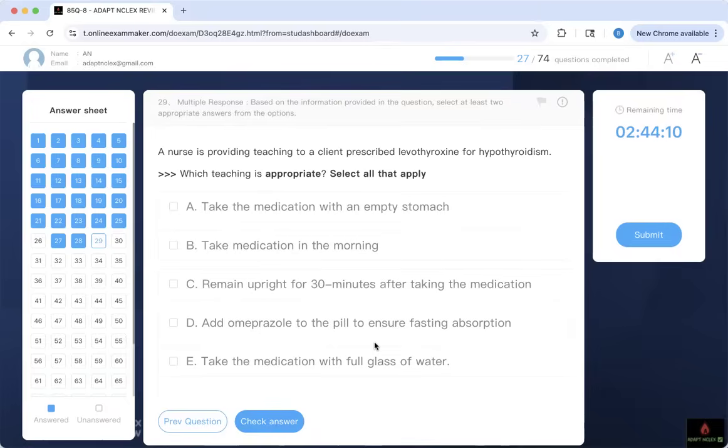Which teaching is appropriate, select or apply. Don't over-select. Pick those that you're 100% confident. Take the medication with an empty stomach. Take medication in the morning. Remain upright for 30 minutes after taking the medication. Add omeprazole to the pill to ensure fast absorption. Take the medication with a full glass of water.